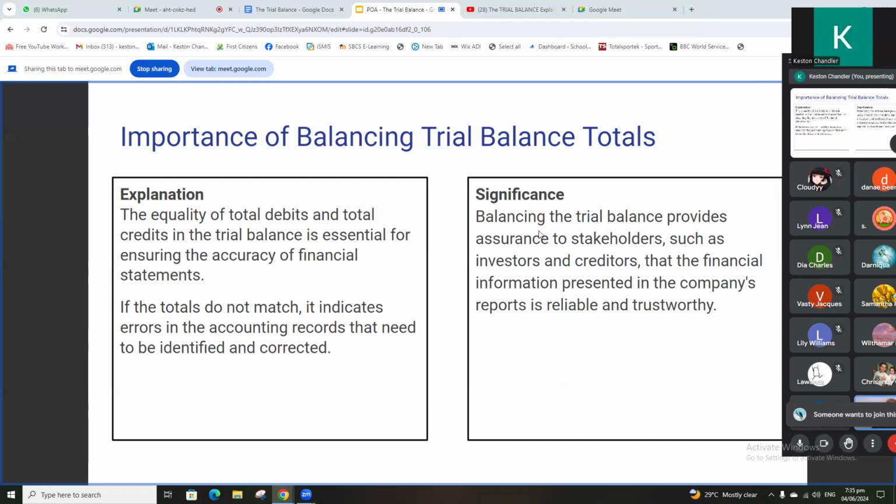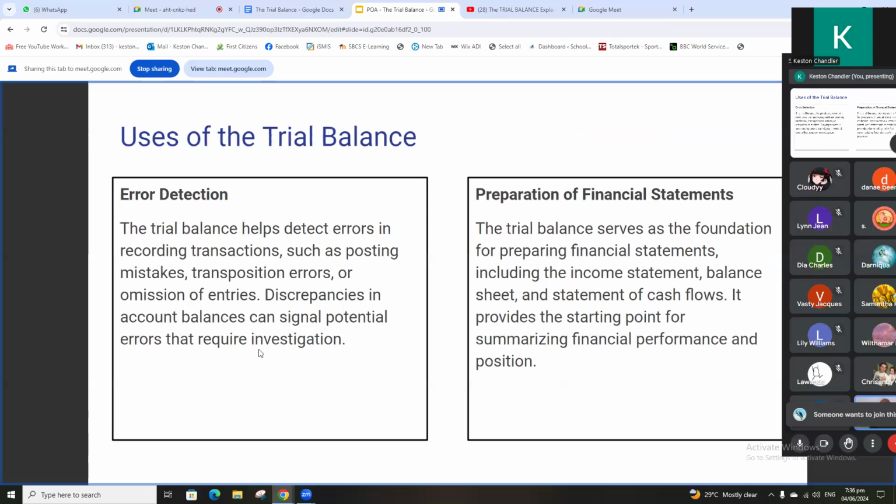Now, there's a significance as well. Balancing the trial balance, as I just mentioned, is going to provide assurance to those users of the accounting information that the reports we are producing are reliable and trustworthy, right? So it's important for our trial balance to balance. So, uses of the trial balance: we have error detection, right? It helps us to identify errors in recording transactions or maybe posting mistakes, right?